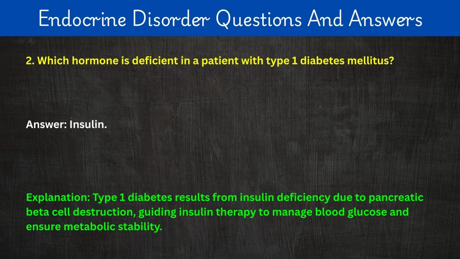2. Which hormone is deficient in a patient with type 1 diabetes mellitus? Answer. Insulin. Explanation. Type 1 diabetes results from insulin deficiency due to pancreatic beta cell destruction, guiding insulin therapy to manage blood glucose and ensure metabolic stability.